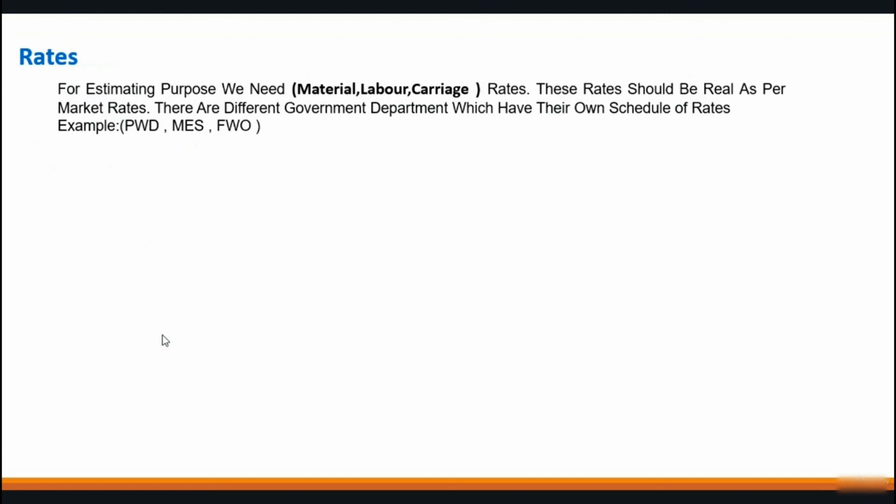Now the next and the last thing is rates. For estimating purposes, we need material rate, labor rate, carriage rate as well. These rates should be real, as per market rates. There are different government departments which have their own schedule of rates. For example, we have PWD, MES and FWO.